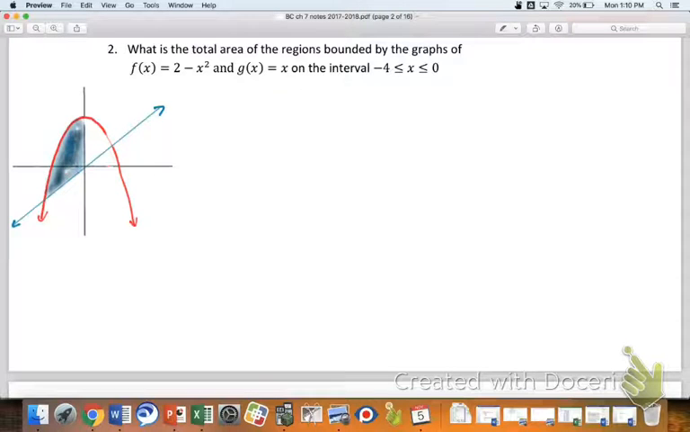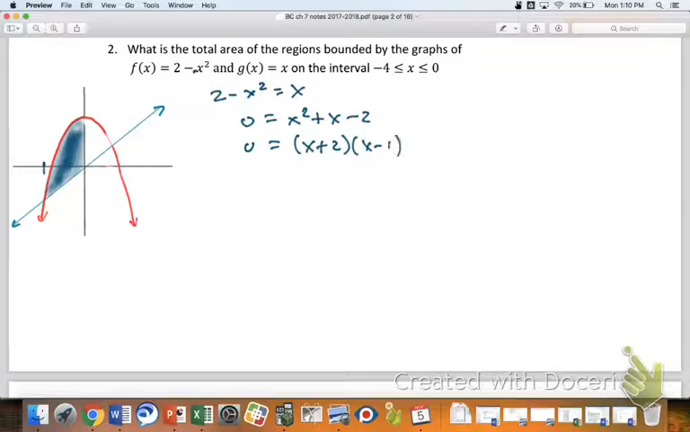Okay. But then the question is, what is this intersection point out there? That'll help us determine a few things. So how would we find that intersection point? You could graph it, or you could probably do it faster by just setting them equal to each other. So it'd be 0 equals x squared plus x minus 2. 0 equals x plus 2, x minus 1. And interestingly enough, you get these two intersection points, negative 2 and 1.